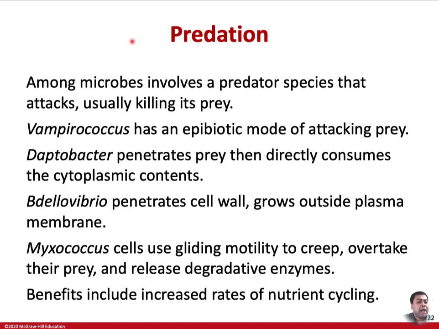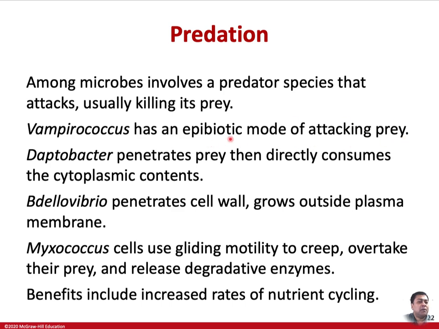After that, we are looking at another, very straightforward relationship: predation. Among the microbes, it involves a predator species that attacks and usually kills its prey, and at the microbiological level, this is also present. Vampirococcus has an epibiotic mode of attacking the prey, and there are two different types.